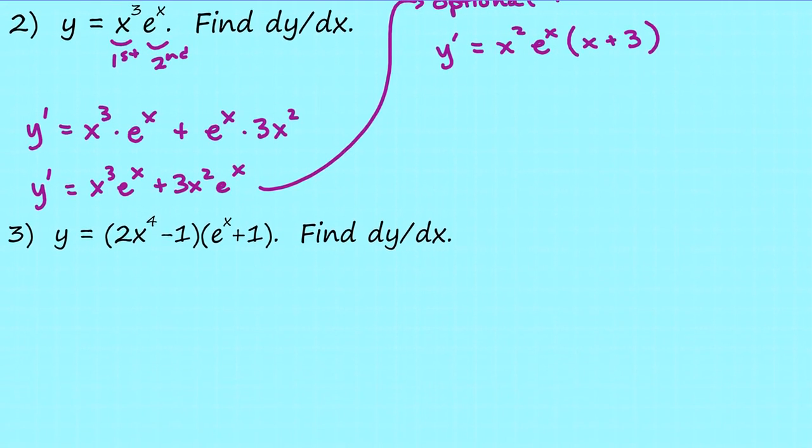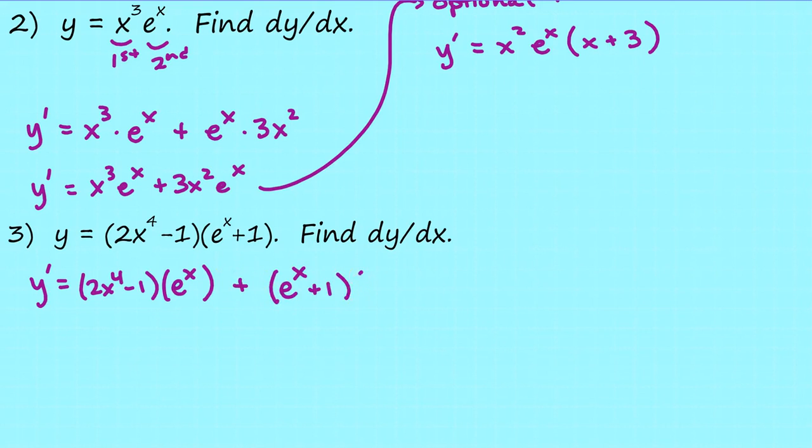Okay, now let's take a look at number 3. And this is one where we could, I suppose, FOIL first, but I'm not going to. I'm just going to go ahead and use the product rule first. So the derivative is the first, 2x to the fourth minus 1, times the derivative of the second, and the derivative of e to the x is e to the x, and the derivative of 1 is 0, so that part is just e to the x, plus the second, e to the x plus 1, times the derivative of the first, and the derivative of 2x to the fourth is 8x cubed, and the derivative of minus 1 is 0.